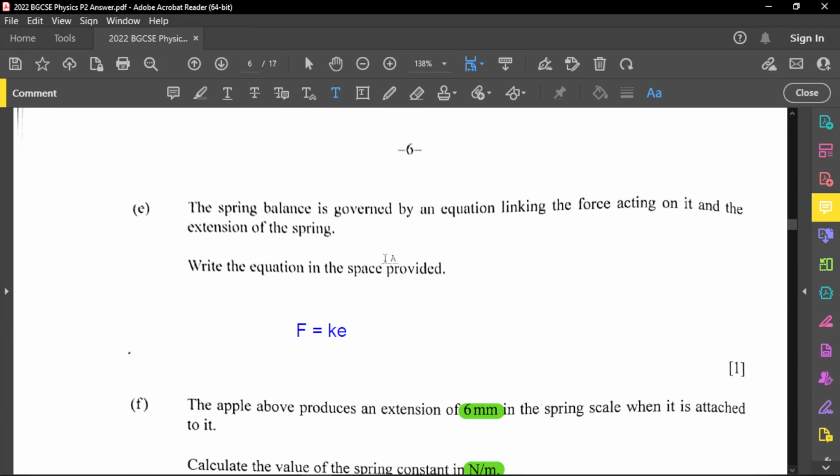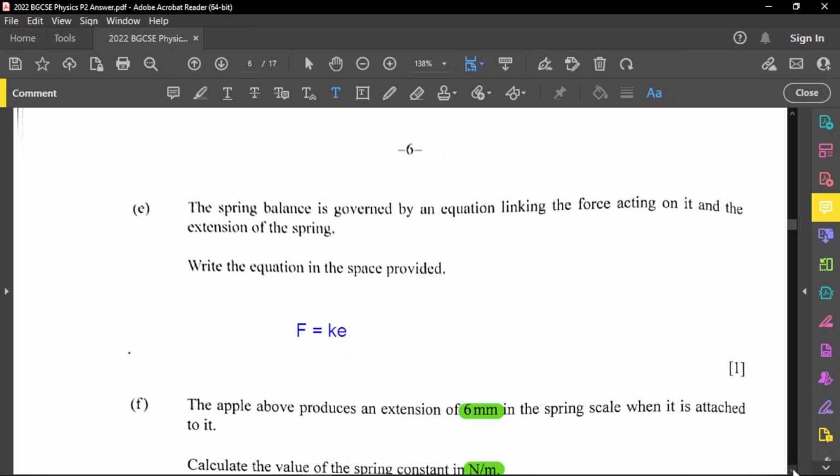For part E, it said the spring balance is governed by an equation linking the force acting on it and the extension of the spring. Write the equation in the space provided. The equation here is force equal to Ke, where K is the constant, e is the extension, and F is the applied force.